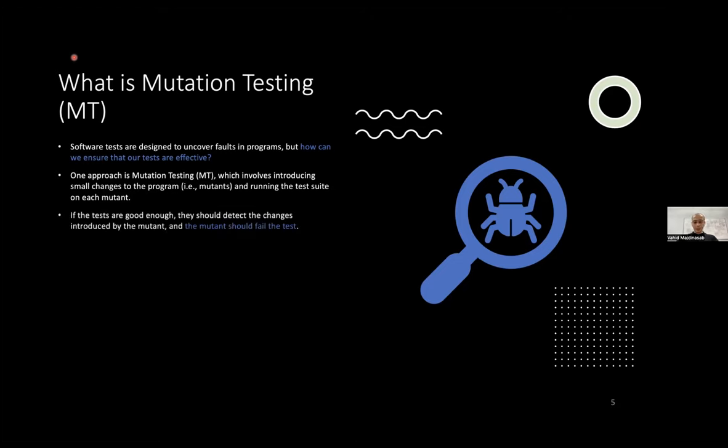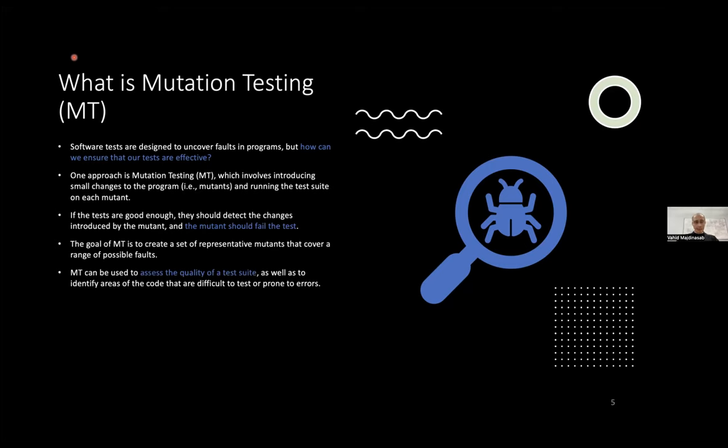The argument here is that if our tests can identify these mutants, which means that the mutants should fail the test, then we have a test suite with good quality. And if not, then we're going to need some new tests. So the goal of mutation testing becomes creating representative mutations that can cover a range of possible faults that can happen within our program. Alongside assessing the quality of the test suite, the result of mutation testing can also help identify areas of the code that are difficult to test or are prone to errors.